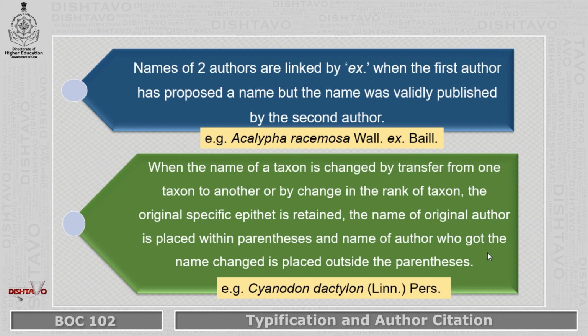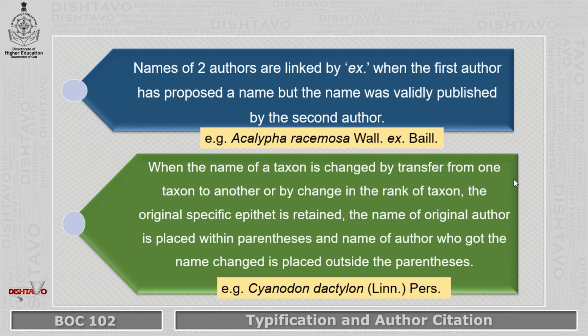The next rule is the names of two authors are linked by ex when the first author has proposed the name but the name was validly published by the second author. As you can see in this example, Acalypha racemosa was first proposed by Wallich, but it was validly published by Baillon. That's why it is Wall. ex Baill.